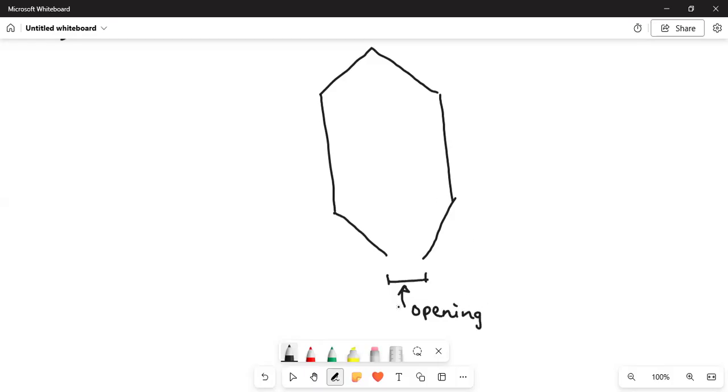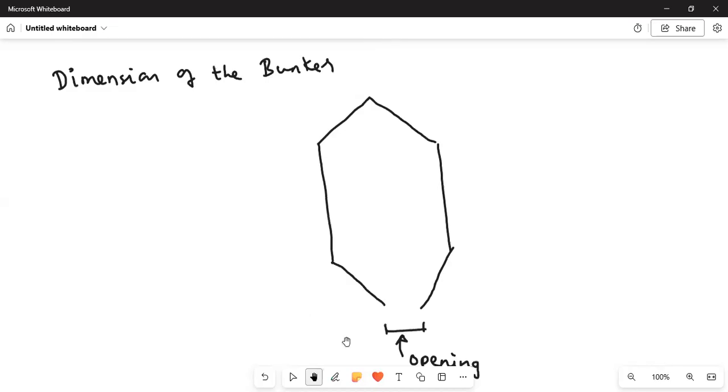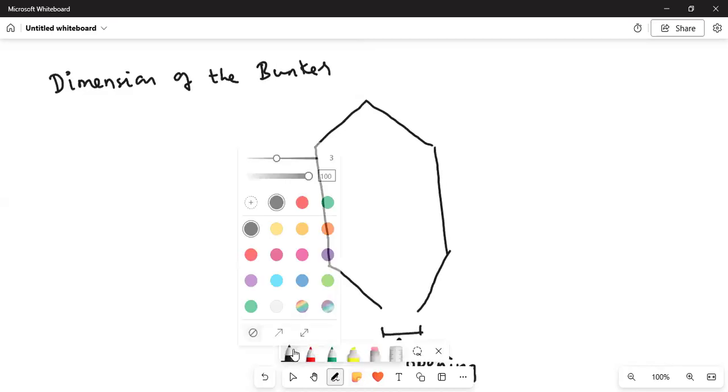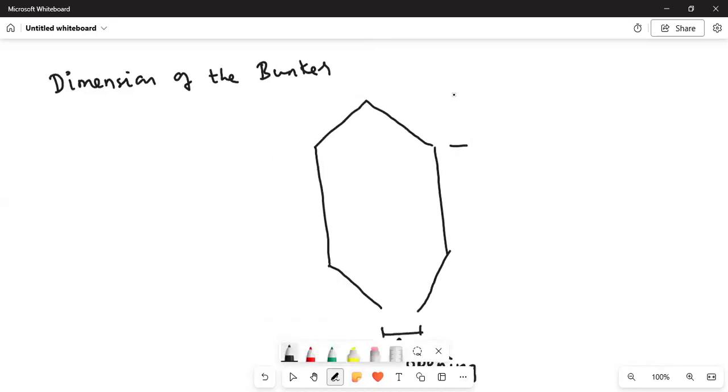I will call this H1, this H2, and this H3. And this angle, which is also equal to beta. The size of the bunker is not given.